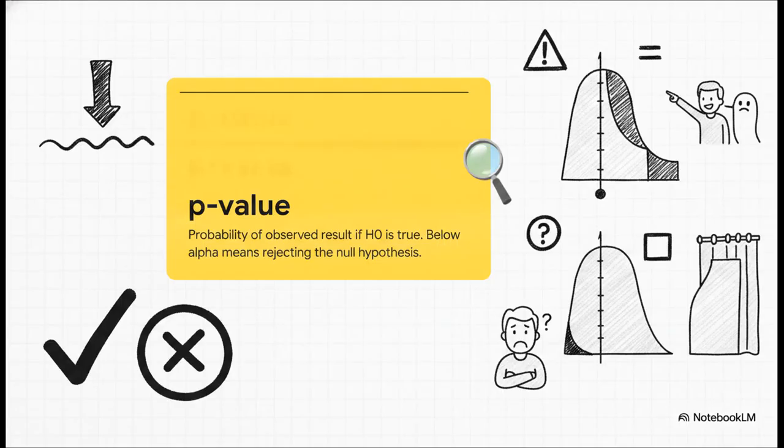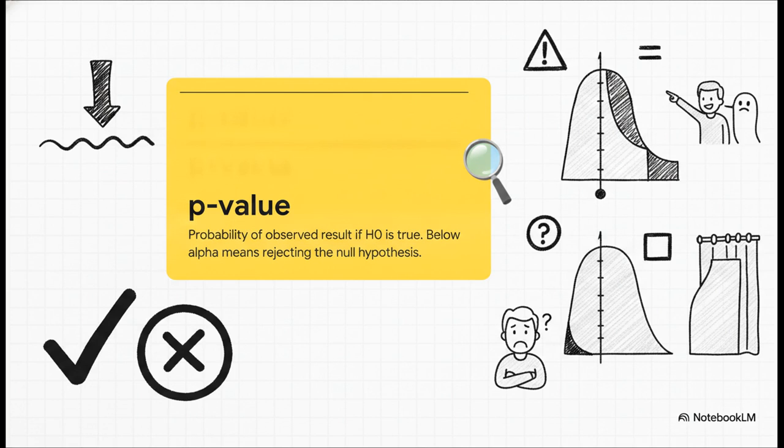Which leads us directly to the p-value. Basically, the p-value tells you the probability of getting your observed results if that boring null hypothesis were actually true. If your calculated p-value drops below that magic 0.05 threshold, bingo! You reject the null hypothesis in favor of your alternative. But researchers really have to be careful here. You can make a type 1 error, which is a false positive, saying an effect is there when it's not. It's like a fire alarm going off when there's no fire.